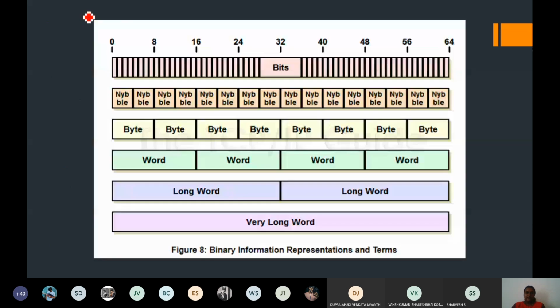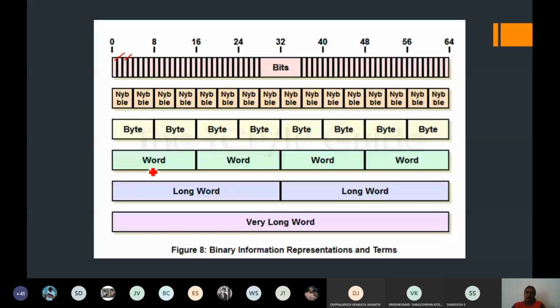Now, each representation is made of bits. 4 bits are called a nibble, and 8 bits are formed as a byte. 2 or more bytes can form together to make a word, and you can go for higher order representation of the same data.